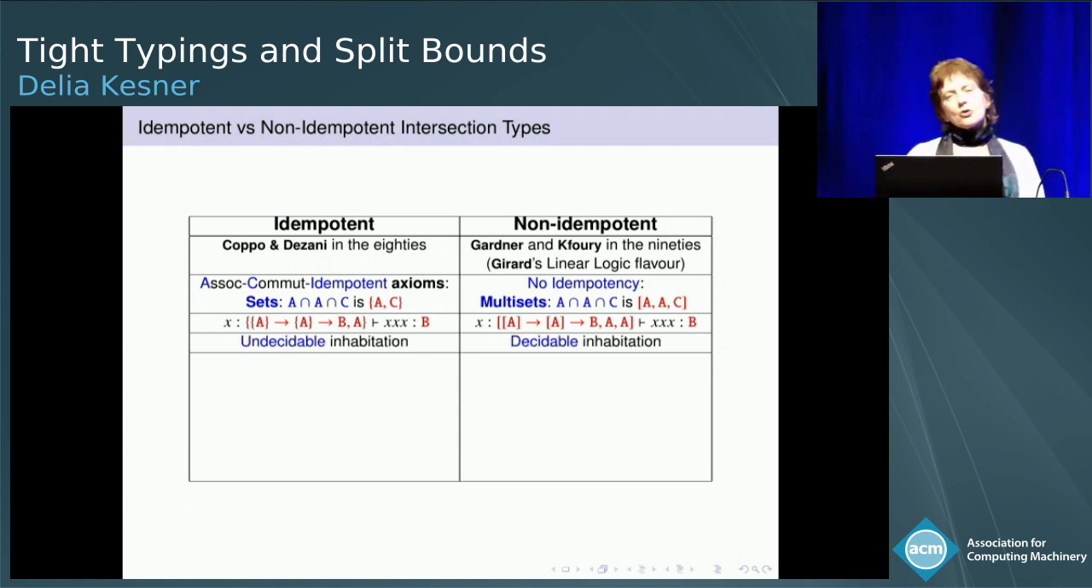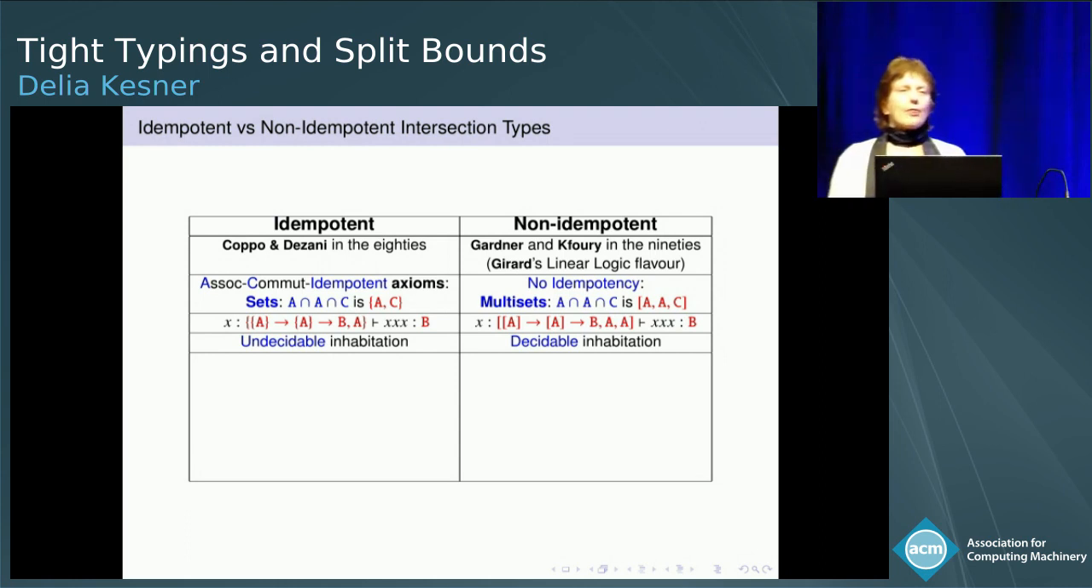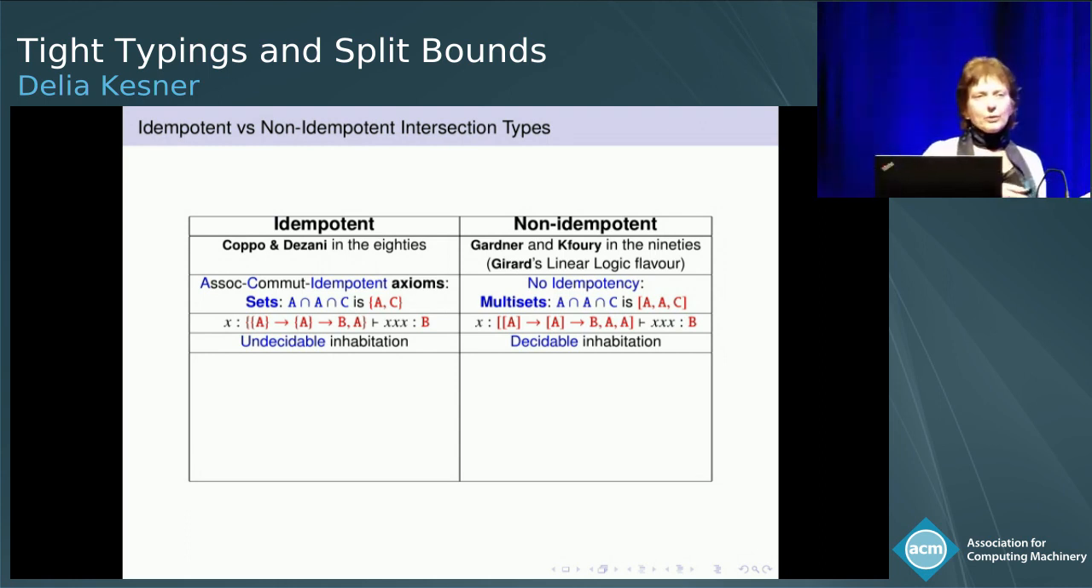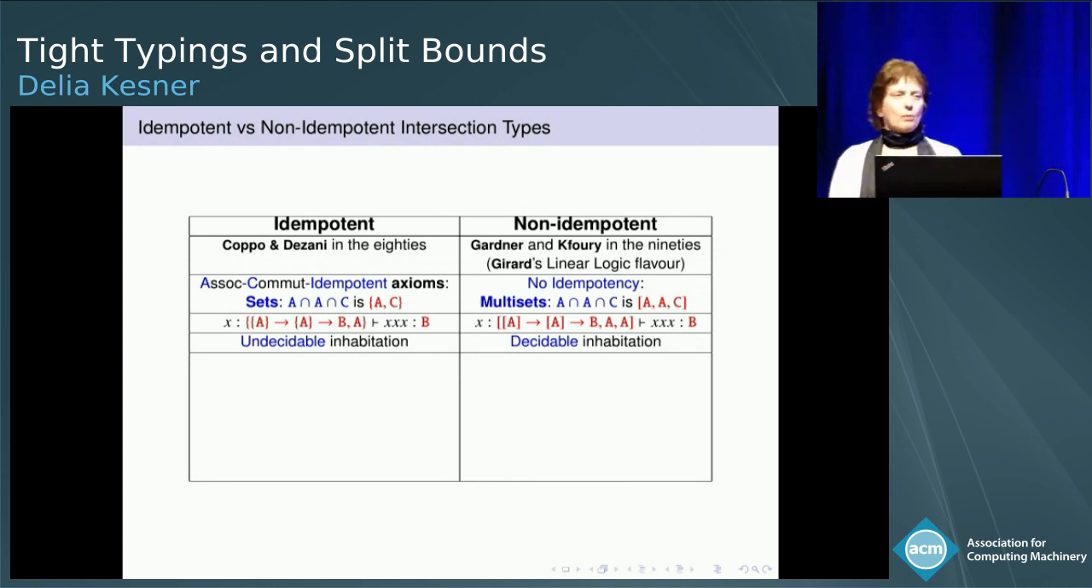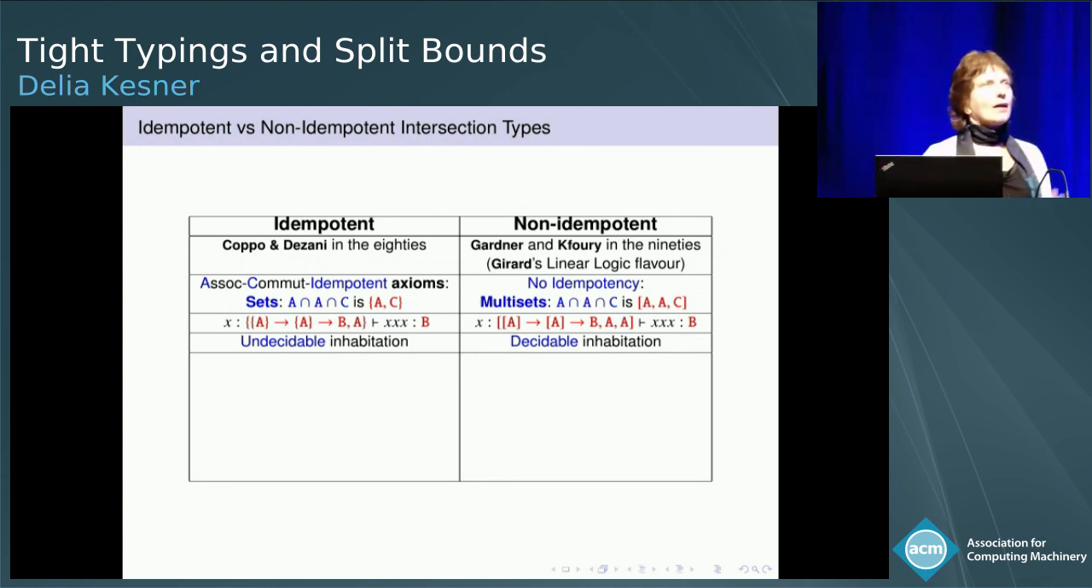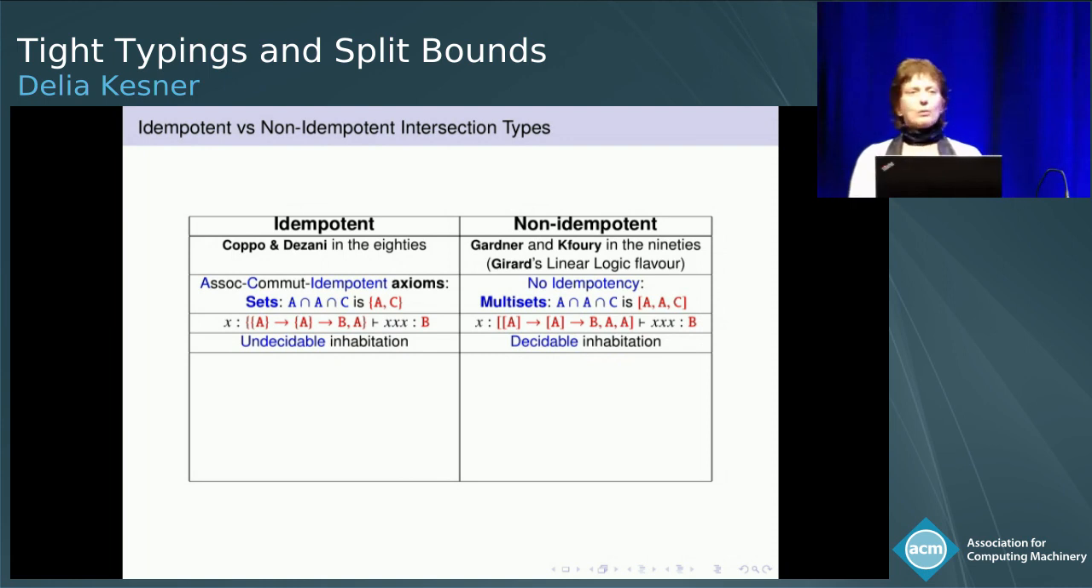Another interesting issue is that things that are undecidable in the idempotent world become decidable in the non-idempotent one. Typically, the inhabitation problem, which is the problem where, given a typing as input, you want to find a term that is typable with that typing. This problem is known to be undecidable in the idempotent world, but it becomes trivially decidable in the non-idempotent one.